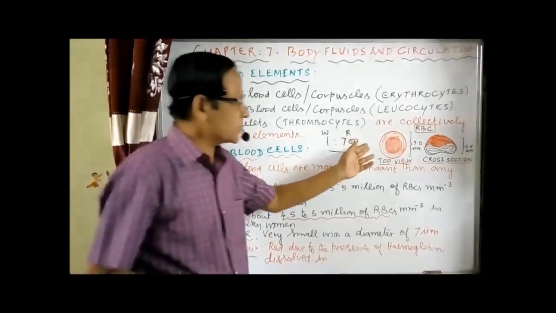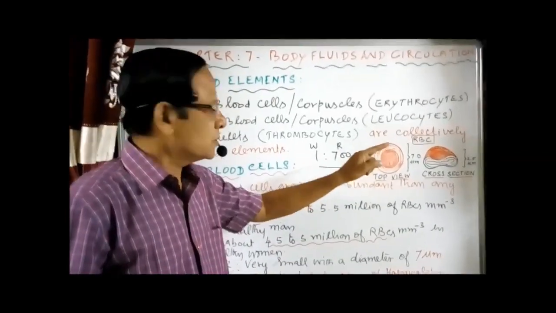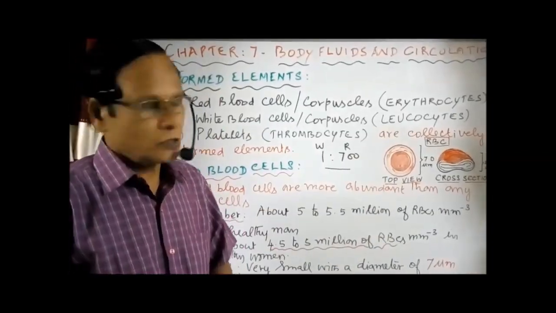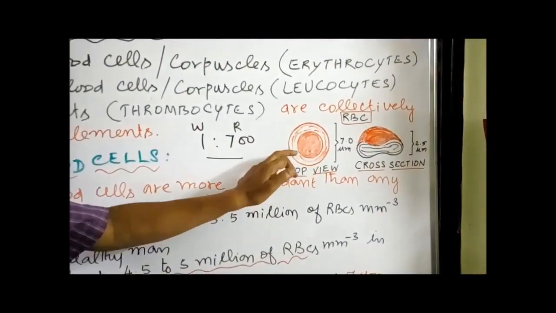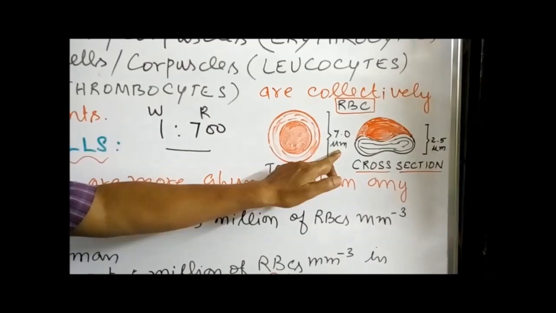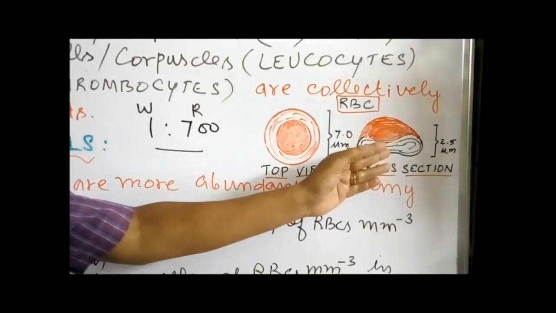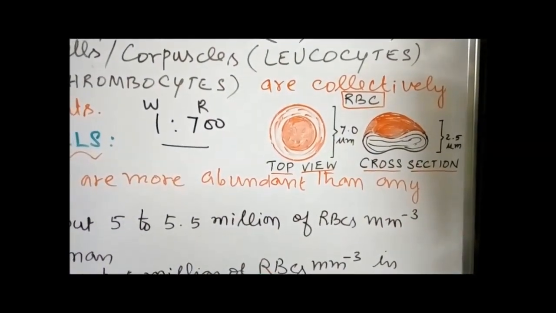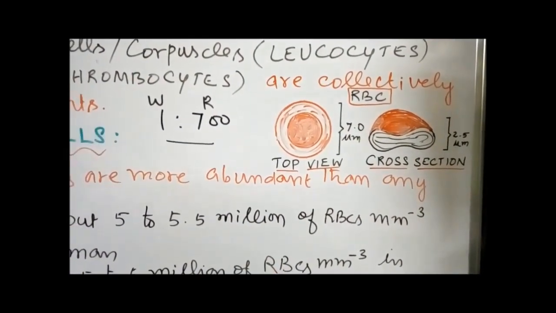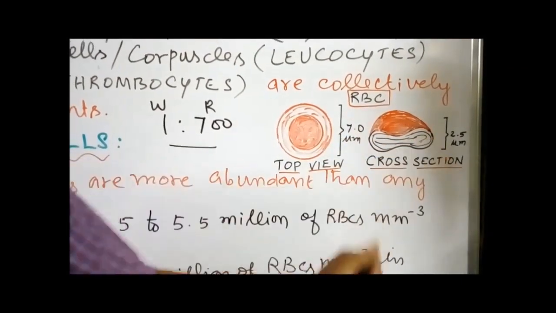Here is a diagram given. This is a surface view. Normally the RBCs do not have any nucleus. The central part is not the nucleus. The outer elevated portion has a diameter of 7.0 micrometer. If you make a cross section, it shows 2.5 micrometer, which is actually the height. In cross section, this is the diameter and this is the height.